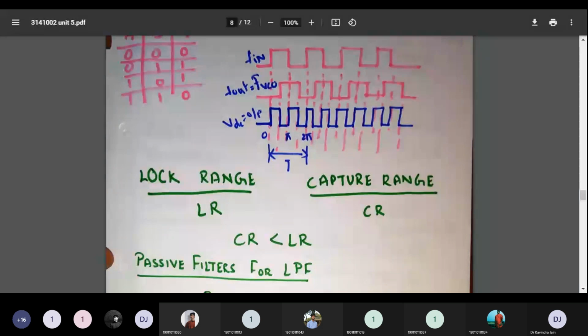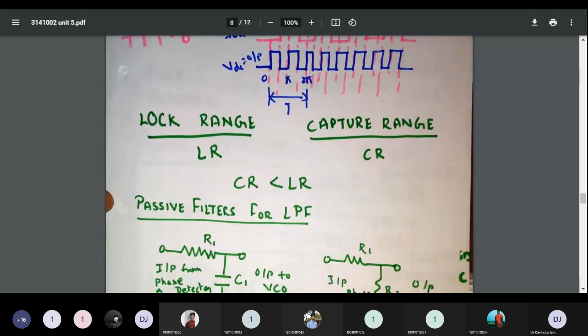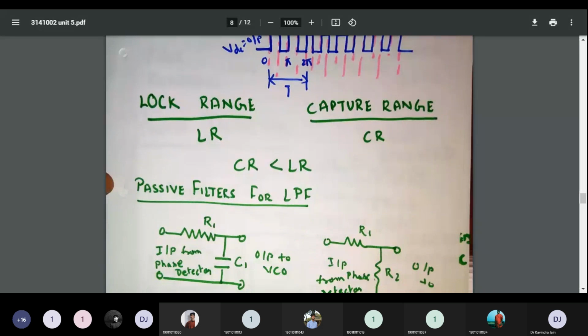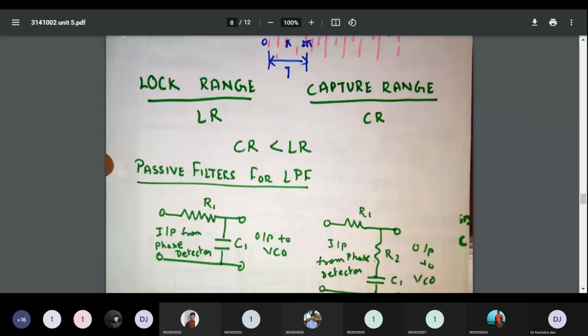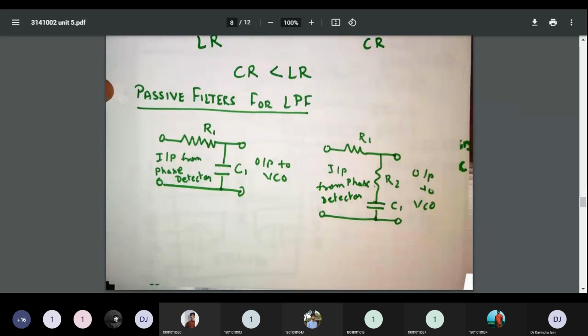Now I'm proceeding towards LPF, passive filters for LPF, that is for the low pass filter. Basically, in case of low pass filter, input is coming from phase detector and output is going to VCO.